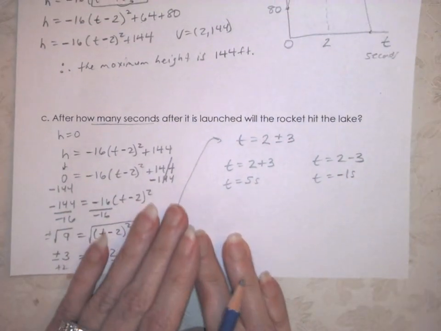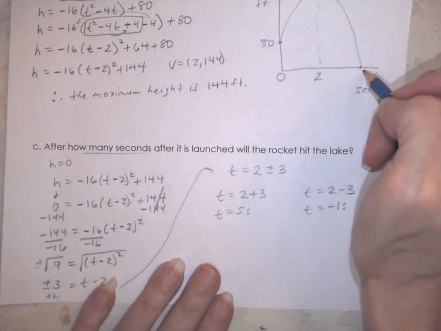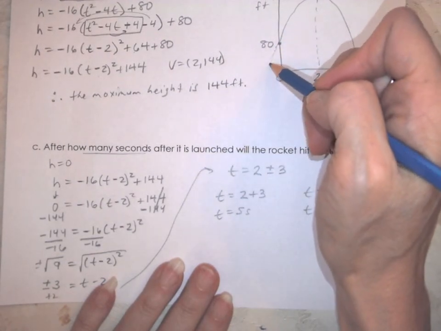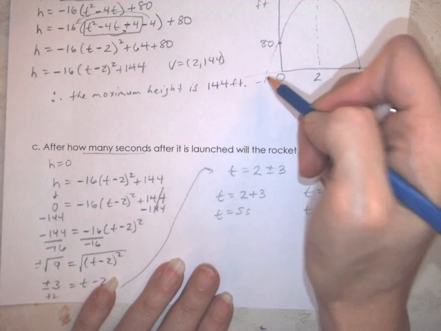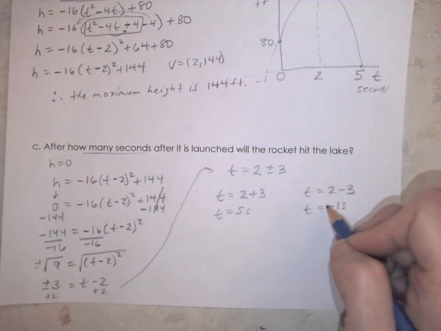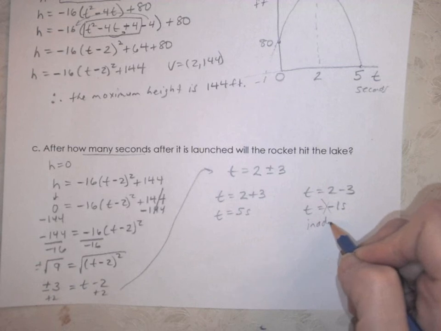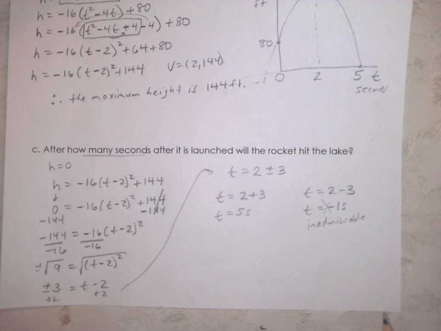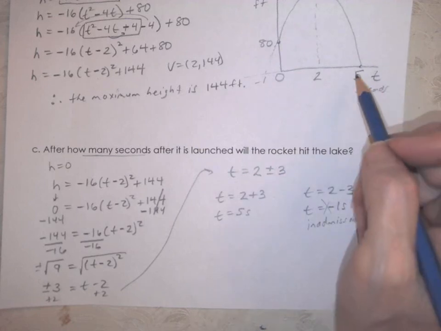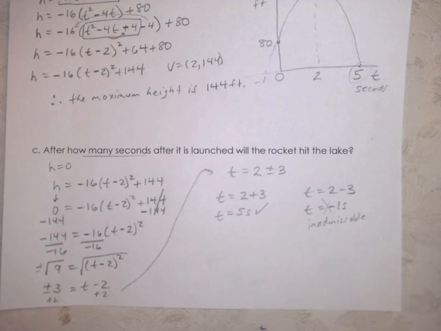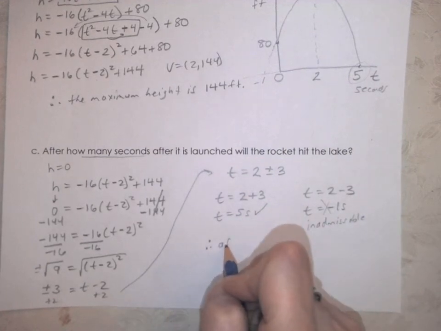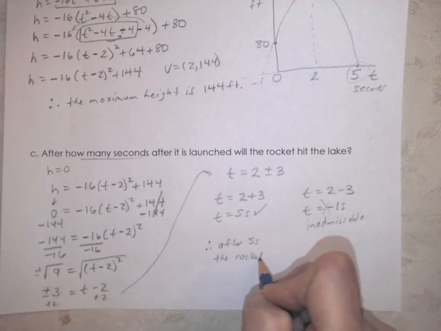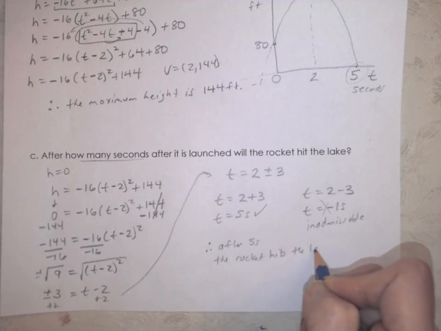So this is an example where we get two mathematical solutions. So the 5 seconds is obviously our answer. The negative 1, like if we work backwards with our parabola, negative 1 is here, but we call this solution inadmissible for this question because it doesn't make sense to have negative time. Okay, so this is a mathematical solution, but it's inadmissible for our word problem. It doesn't make sense to have negative time. So we know that the 5 is the answer that we're looking for here. So therefore, after 5 seconds, the rocket hits the lake.